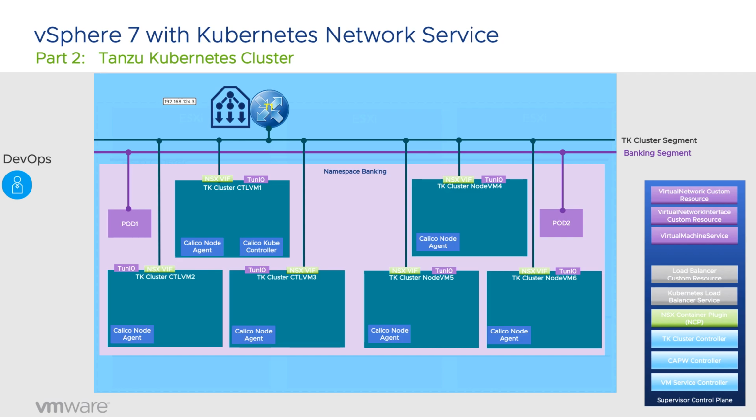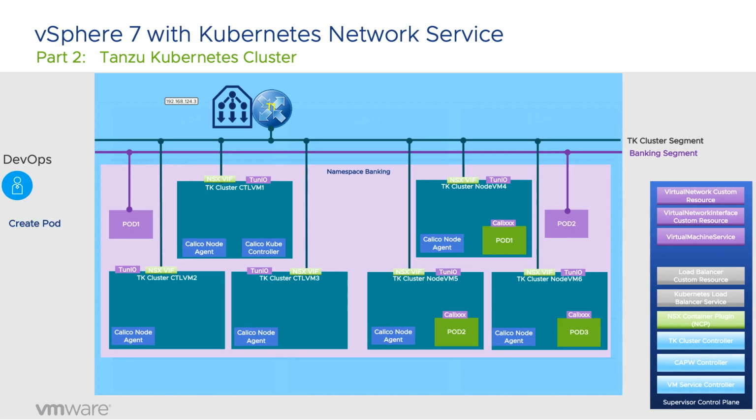Each node is assigned IP subnets from the pod CIDR block defined in the cluster create YAML. DevOps can deploy pods onto the TK cluster. When pods are created, they get an IP from the assigned IP subnet for that node. Calico CNI creates the Cali virtual interface and assigns the IP. Traffic between pods on different nodes will be routed through that interface to Tunnel Zero, where the packet will be encapsulated with a new header containing the destination address of the node the pod is on.